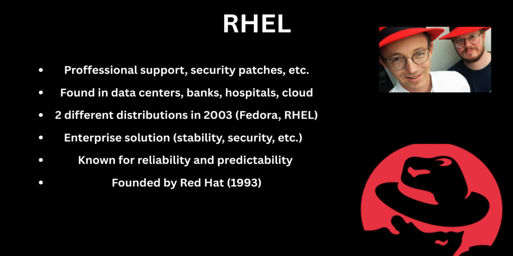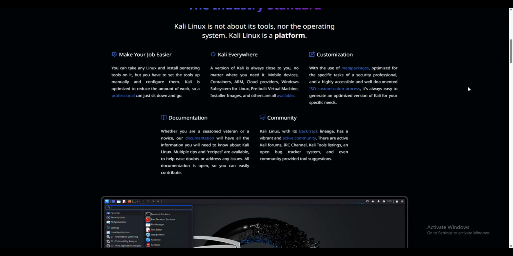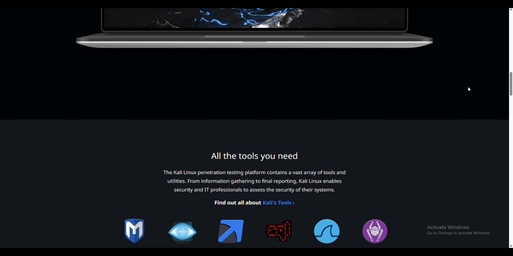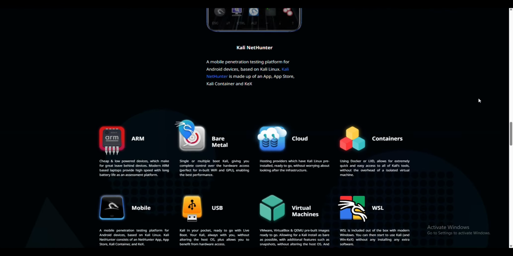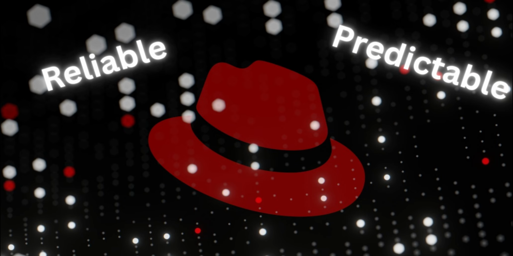Each version of RHEL is supported for up to about 10 years, if I'm not mistaken, which is a huge deal for businesses that can't afford to upgrade every single month. Other distros might focus mainly on newer features, more cutting edge things, but RHEL is all about reliability and predictability.